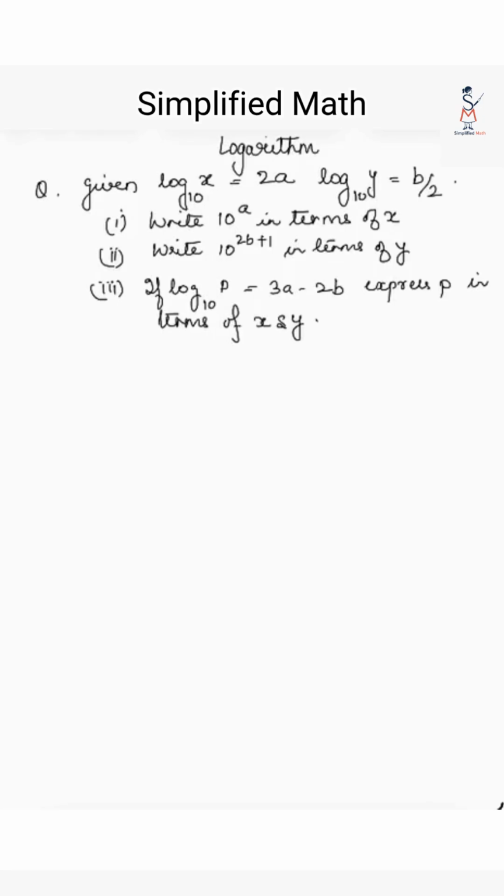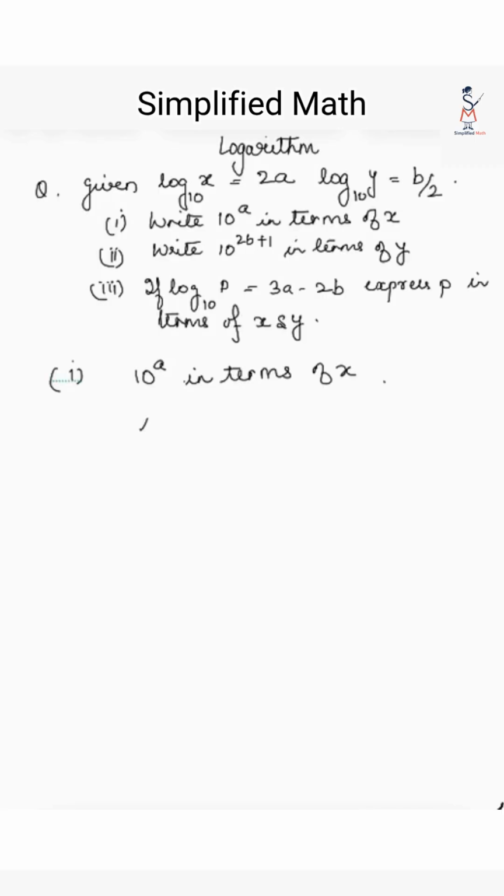Hi, we are doing logarithm. Question is, given log x to the base 10 is 2a and log y to the base 10 is b by 2. Now there are three portions to it. Let's concentrate on the first one first. That is, write 10 raised to the power a in terms of x.